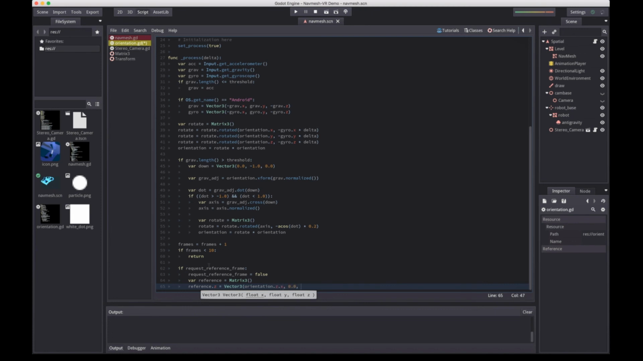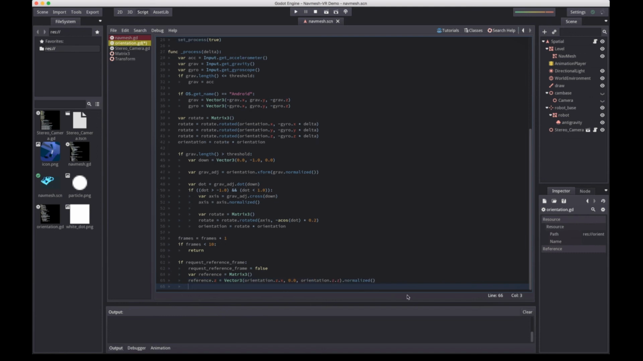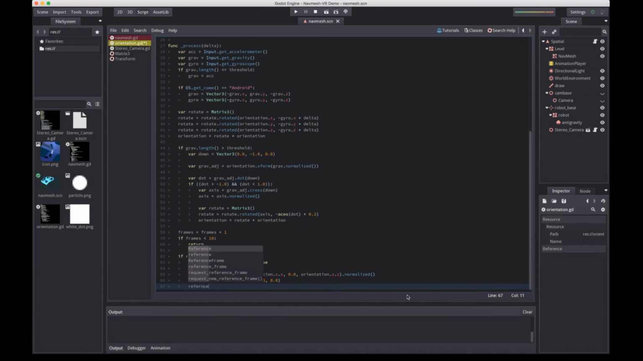By filtering out our y vector from our orientation here, and obviously we need to normalize that because we're filtering out a y and that wouldn't be a unit vector anymore. Now up is up. Very easy.